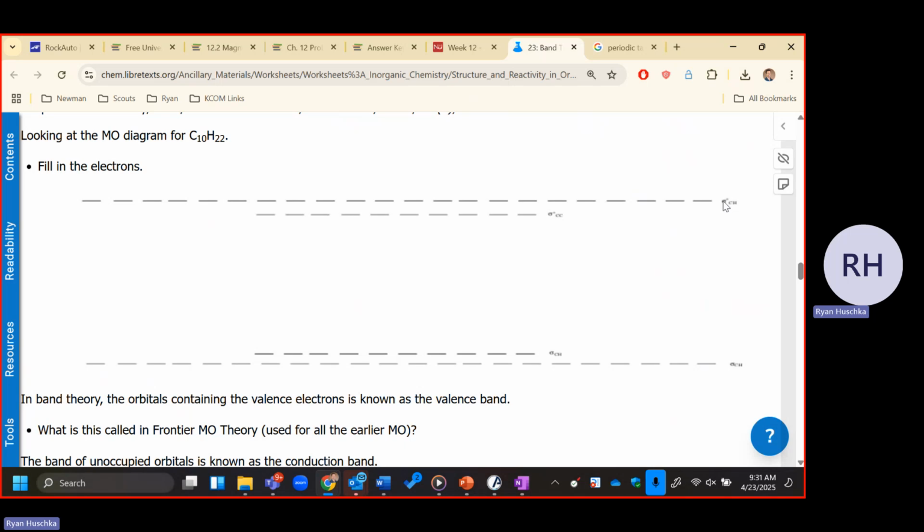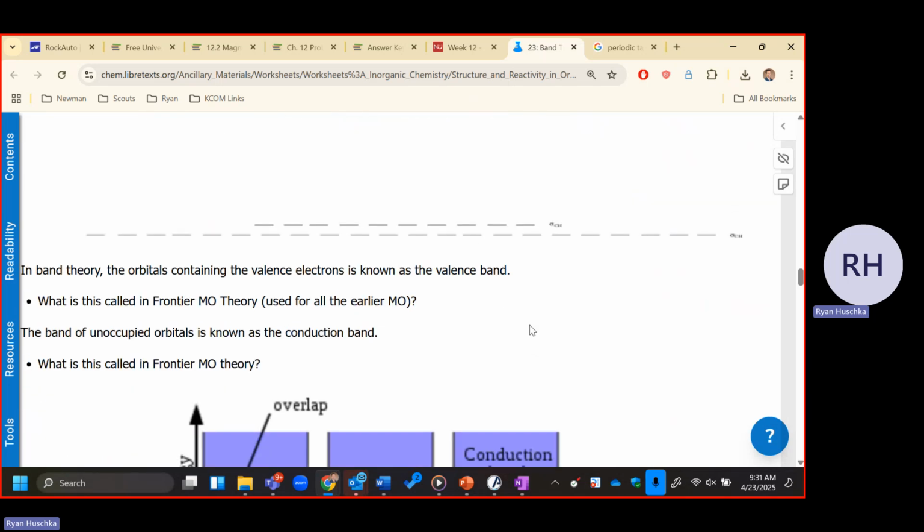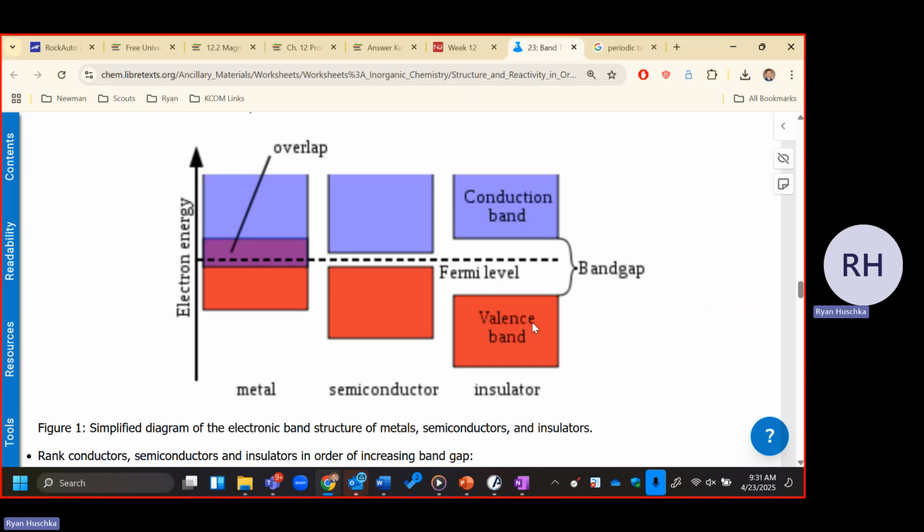So what are you thinking about this as a conductor versus a semiconductor versus an insulator? Yeah, probably be a pretty darn good insulator, right? Because it's going to have that band gap between your valence band and your conduction band.